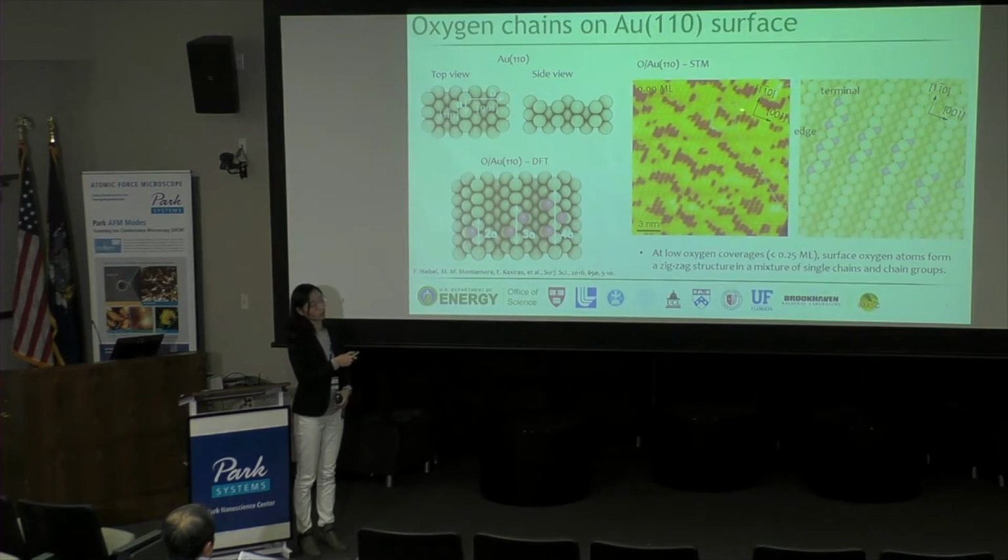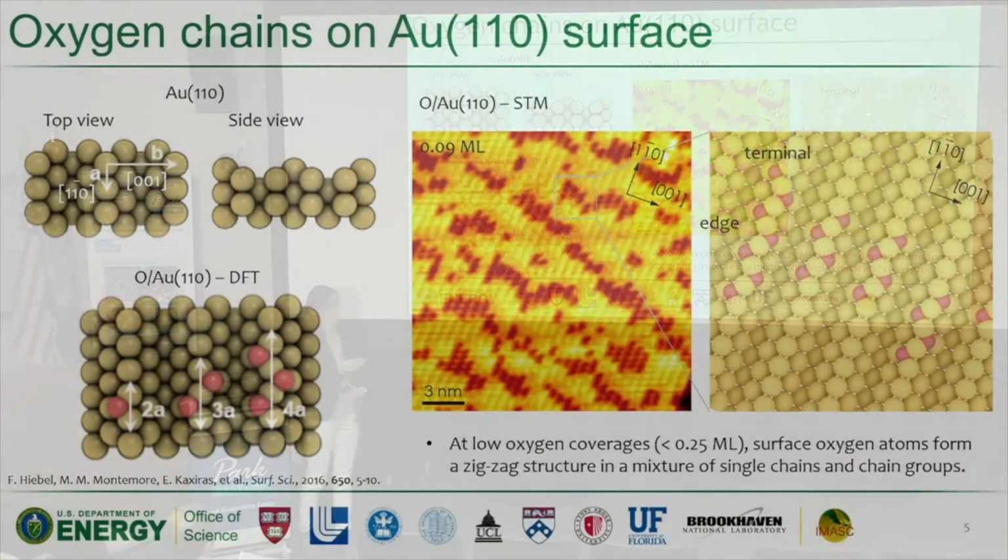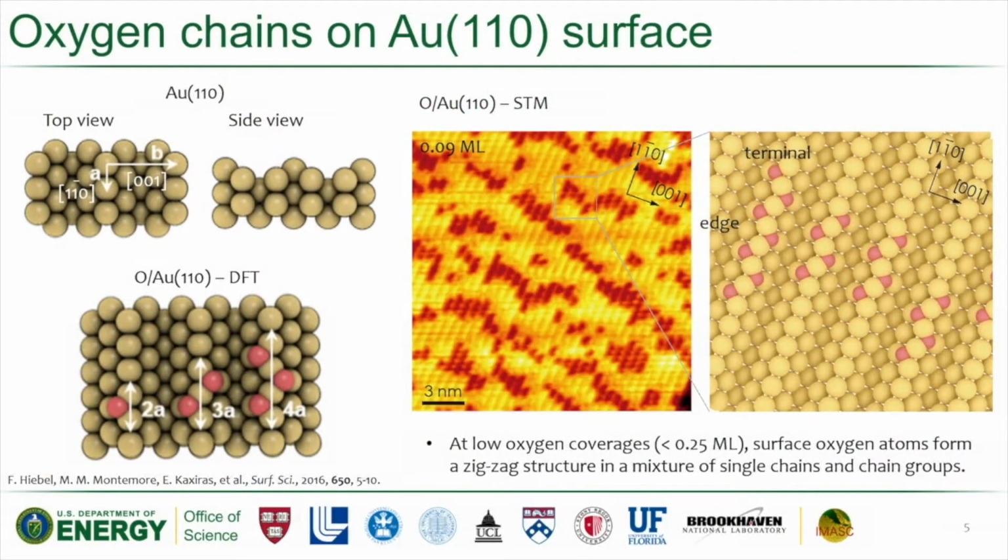These oxygens do not want to be isolated by themselves. They want to stay side by side as chain groups. This is a schematic showing what chain groups look like. These oxygen atoms form side by side together. With this structure, we have some terminal oxygens, which are oxygens on the very end of the oxygen chains, and side oxygens, or edge oxygens, which are oxygens on the edge of these chain groups.